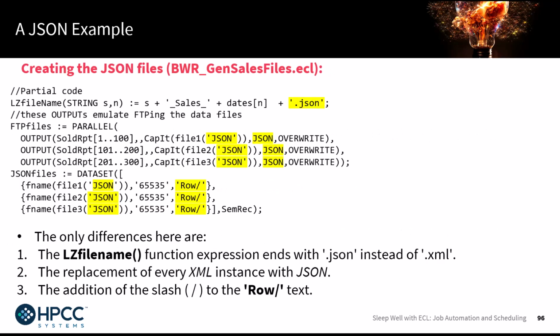Finally, in gen sales files, once again, we emulate the FTPing by changing the FTP files definition to JSON files this time instead of XML. The semaphore file also is using JSON as the file type. So those are the only differences that we have in gen sales files.